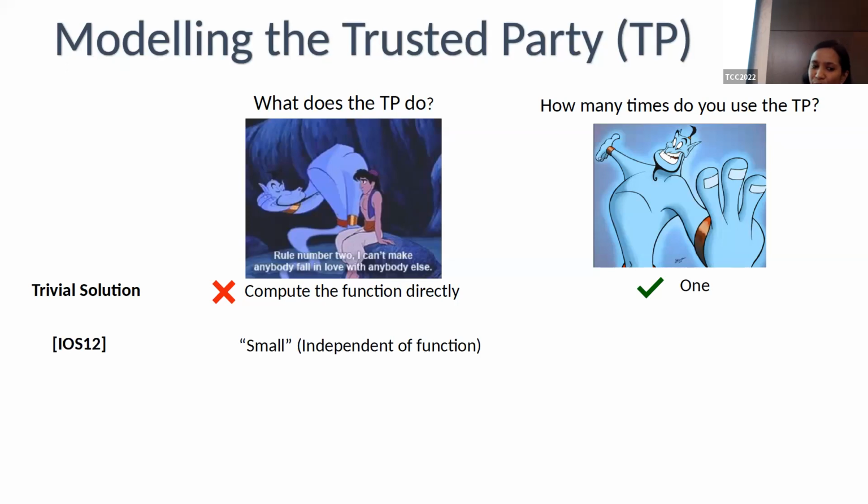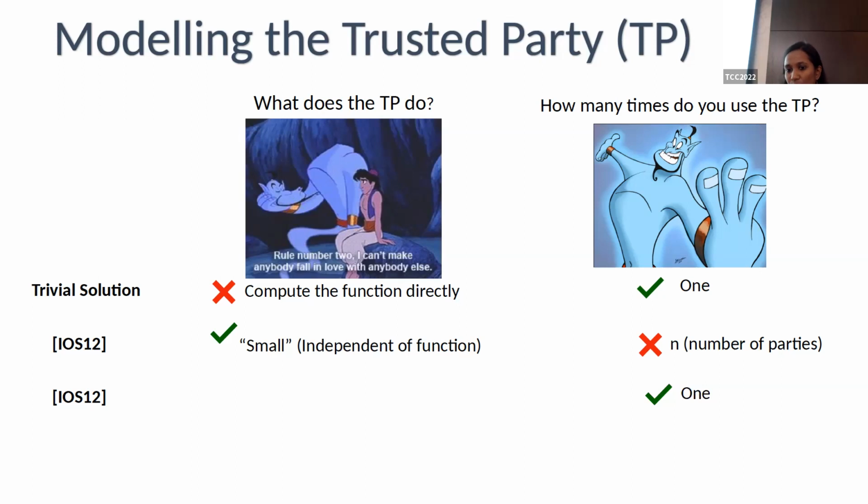Next, there was this work by Ishai and others in 2012, and they managed to get full security by making the TP do some small and lightweight work. And by this, I mean that it was independent of the function being computed. So that's great. But on the downside, this was using the trusted party n number of times, where n is your number of parties. So this is something that you want to avoid if you're in a setting where the number of parties is large.